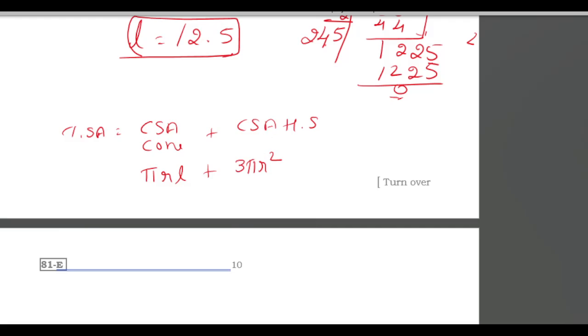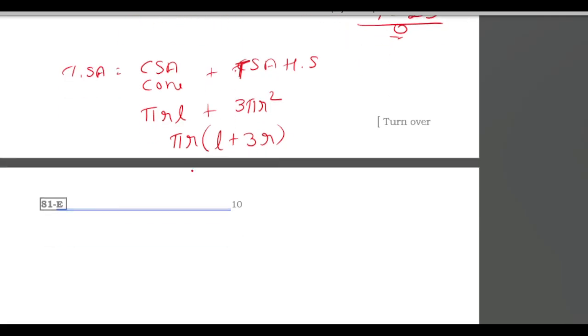This is the surface area, the TSA. What can we take common? We can take common pi r. So what remains is L plus 2r. Next, pi value is 22 by 7, R is radius 3.5, which we can write as 7 by 2, and L is 12.5. So L is 12.5 plus 2 into 3.5.